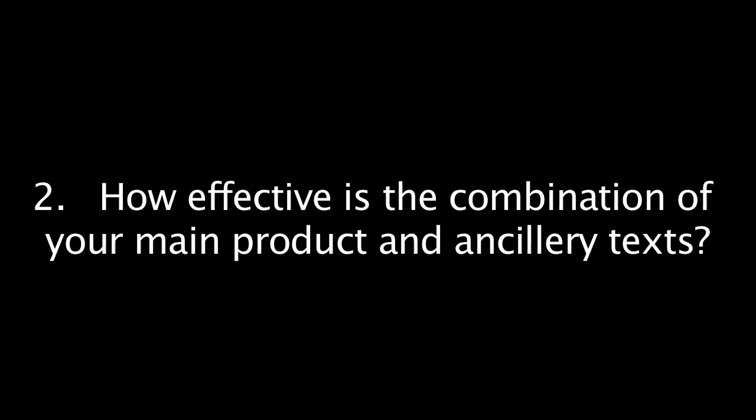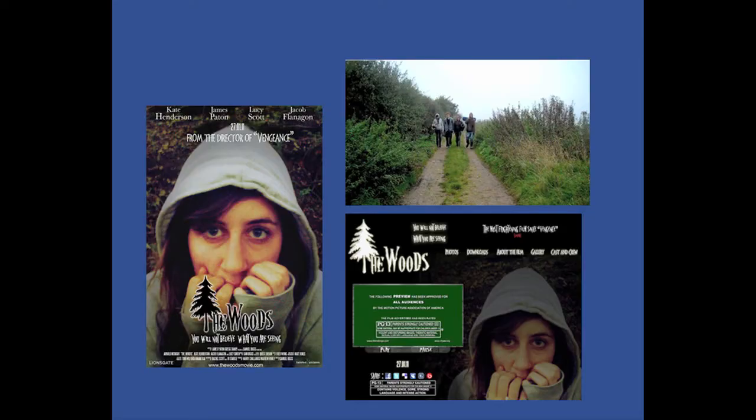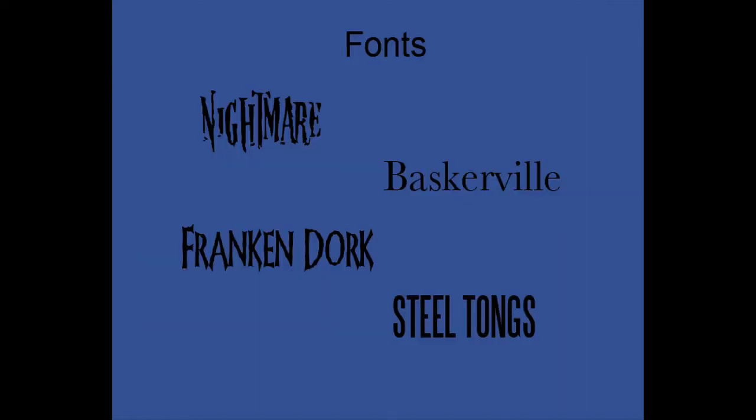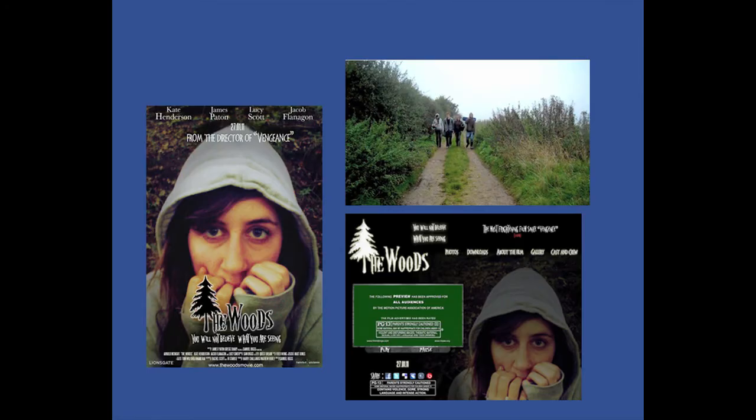How effective is the combination of your main product and ancillary texts? At the start of the project we were asked to create an entire promotional package. This therefore meant that every aspect of what I was making had to match with all the parts of my package. To do this I decided to use a consistent font called Nightmare 5 in my poster, website and trailer. This created a house style between the three of them, letting people know they were all about the same film.